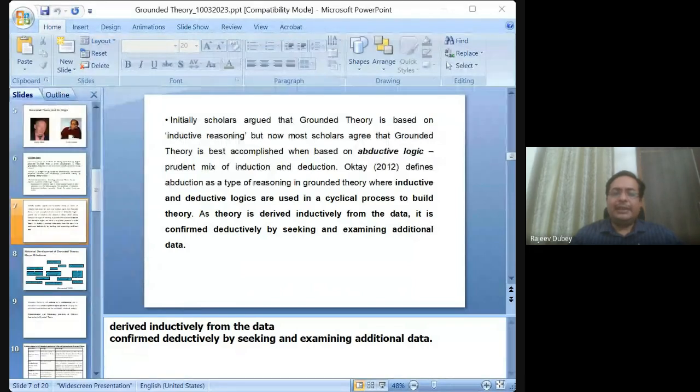Now we find that grounded theory is still evolving as a methodology. We saw that in 1967, the first experiment with these theoretical perspectives started. It will be erroneous to assume that grounded theory has just one perspective. Rather, as I told you, when I talk about methodology, I will talk about it in a broader sense, containing the issues of epistemology, ontology, logic. Logic, we have discussed, how grounded theory involves abductive logic, which in cyclical fashion uses inductive and deductive logic, a prudent mix of induction and deduction.